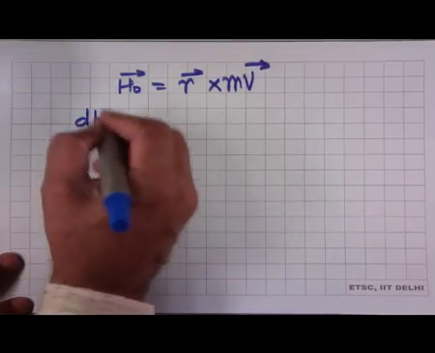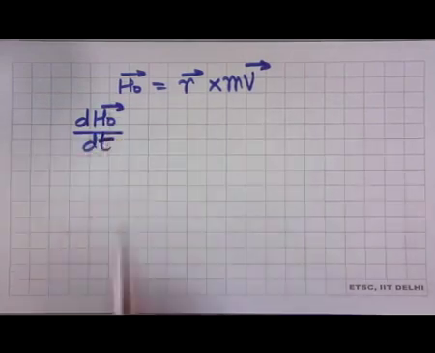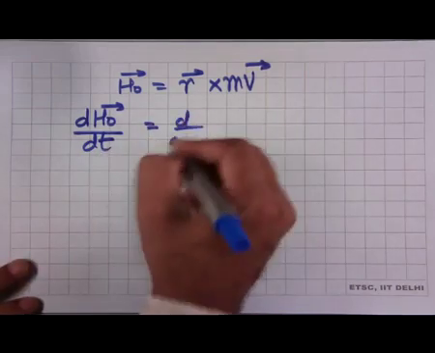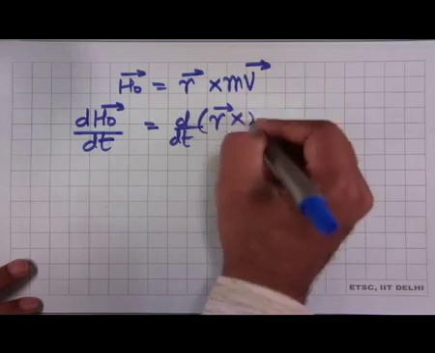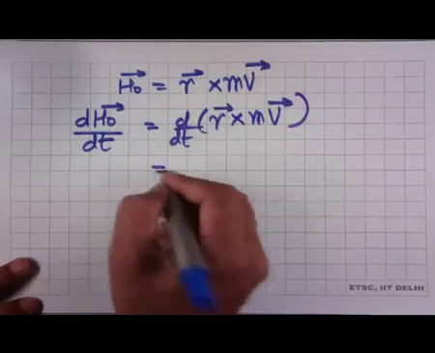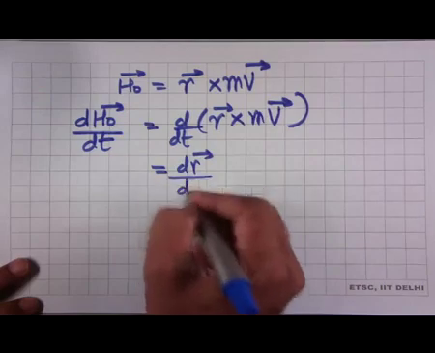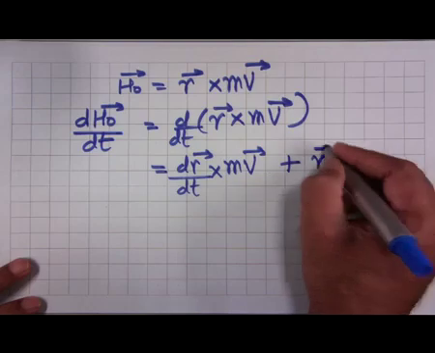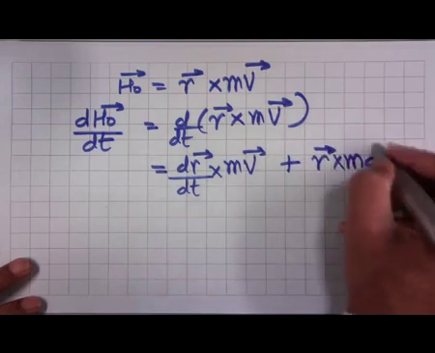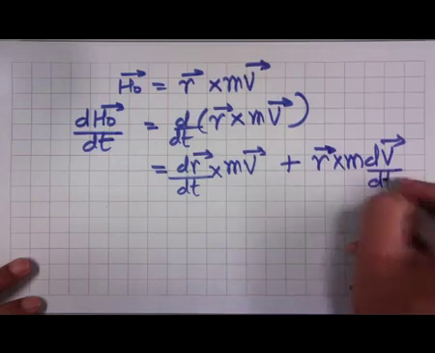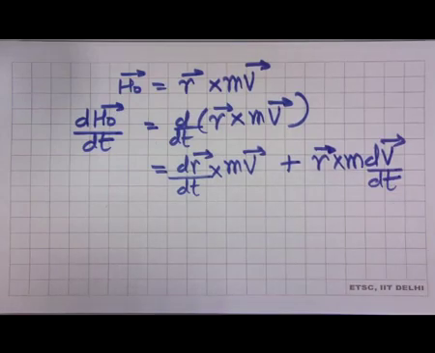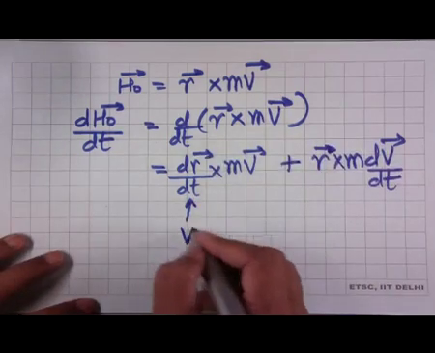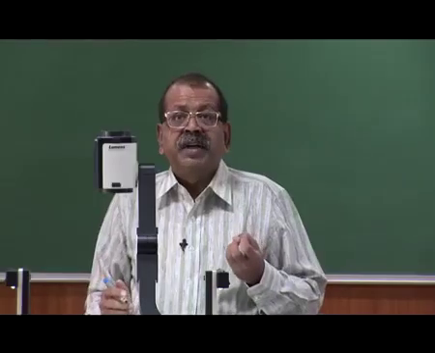Now, let us define this quantity. Let us take a derivative with respect to time of both sides. So, this will become d by dt of R cross mv. This we can write as dr by dt cross mv plus R cross m times dv by dt, assuming m is a constant. When we are writing for a particle, obviously mass can be taken as a constant.